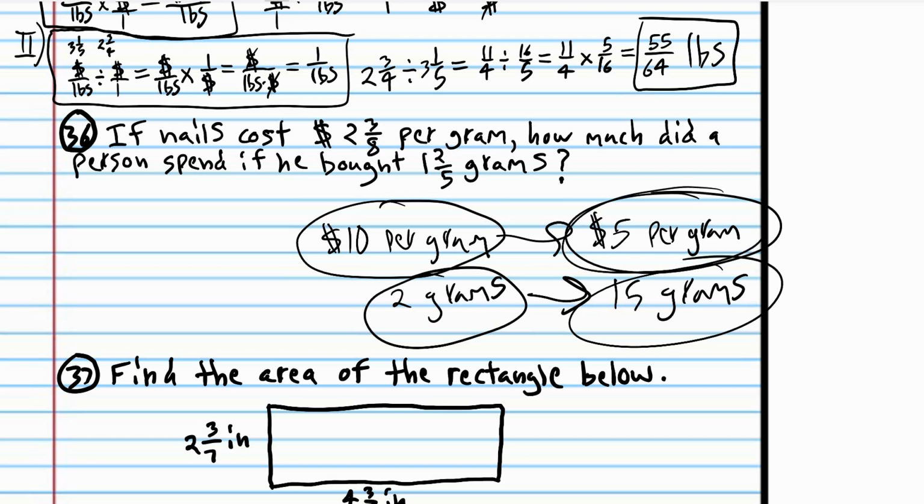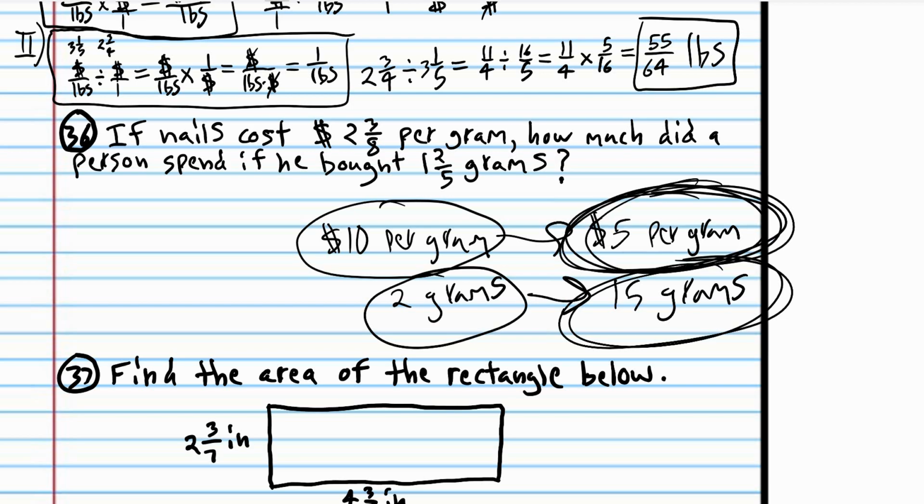$5 for 1 gram. How many dollars for 15 grams? Well, that's just how many times does 5 go into 15? It goes 3 times. So $3. He spent $3. So why did we do that?